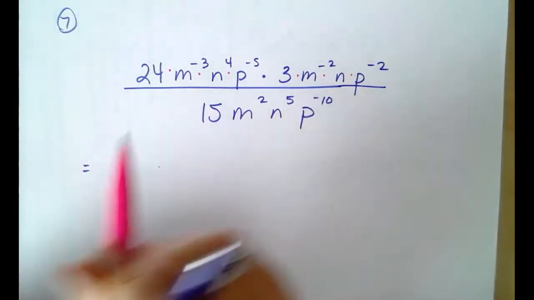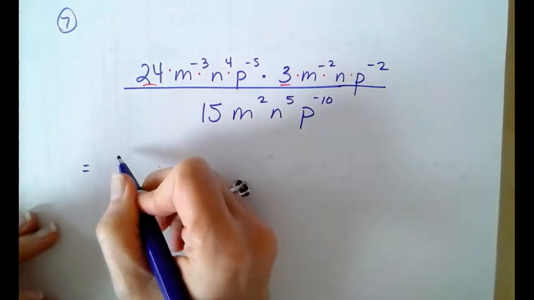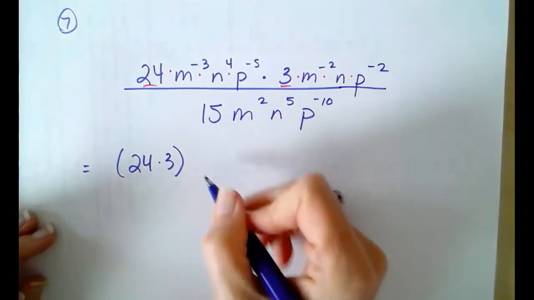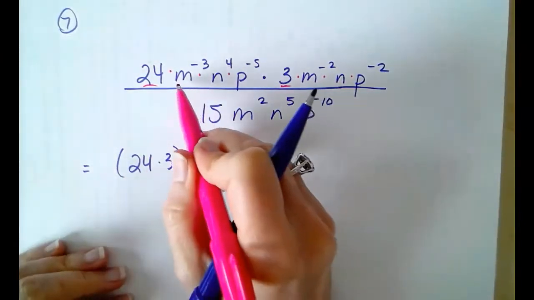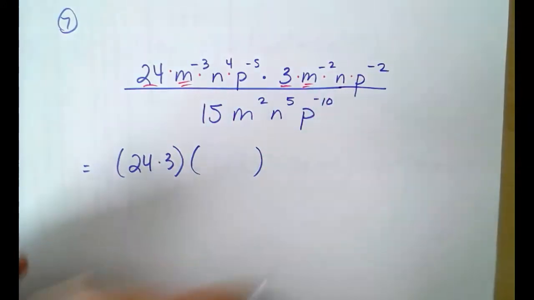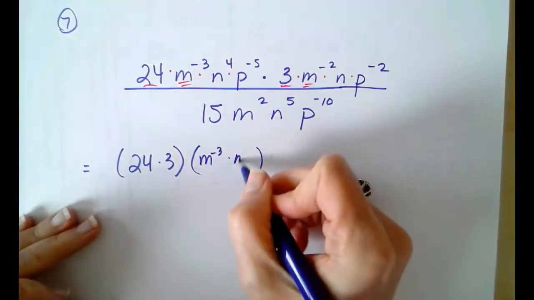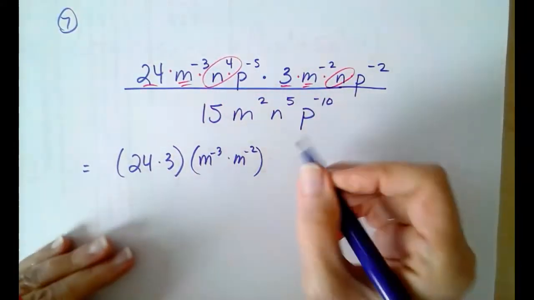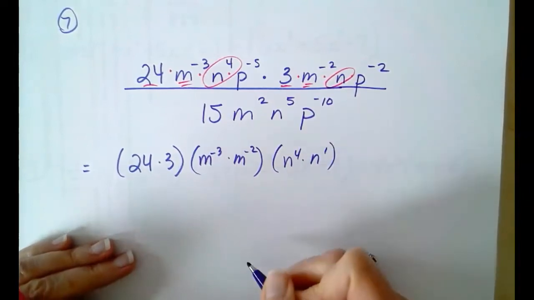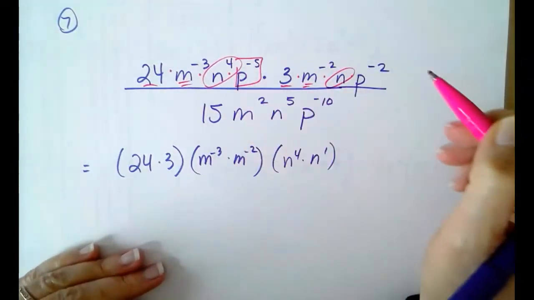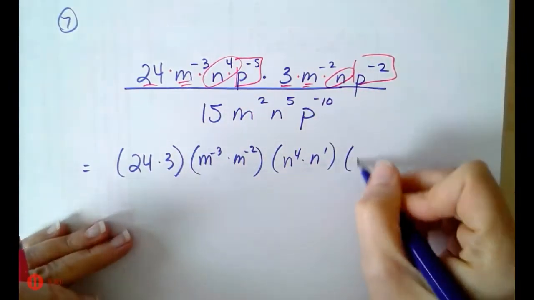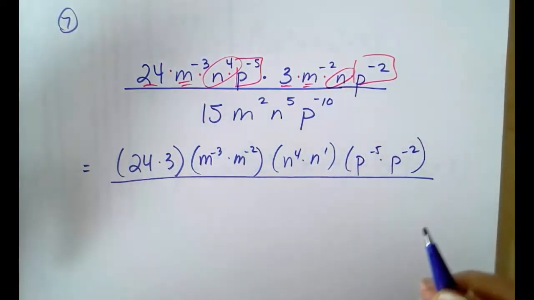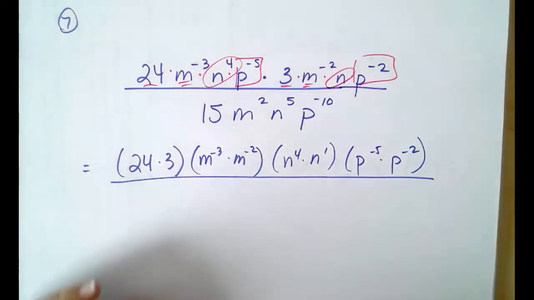So first of all, we are going to put together the 24 and the 3. And you can even leave them factored because something's going to cancel. Now let's put the m's together. We've got m to the negative 3rd and m to the negative 2nd. All we're doing here is organizing. N to the 4th, n to the 1st. Then p to the negative 5th, p to the negative 2. I'm using the commutative property and the associative property to reorganize all of my parts of this problem.